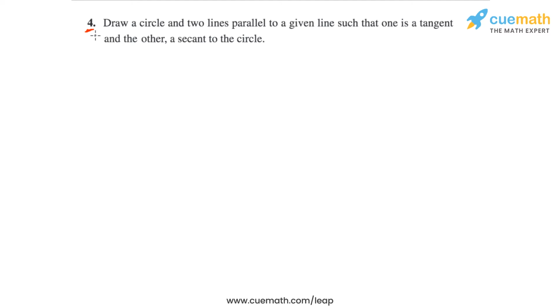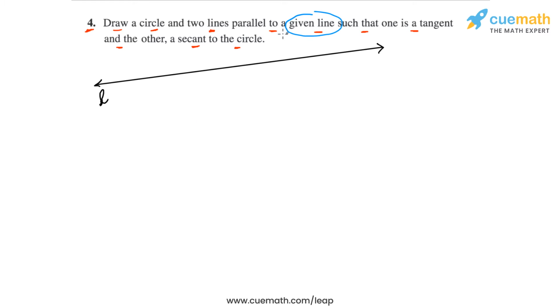Question 4 of this exercise says, draw a circle and two lines parallel to a given line such that one is a tangent and the other a secant to the circle. So basically we have a given line. Let's say this line here, line L, is the line given to us. Now we have to draw a circle and two lines parallel to this line L such that one of the lines is a tangent to the circle and the other is a secant to the circle.